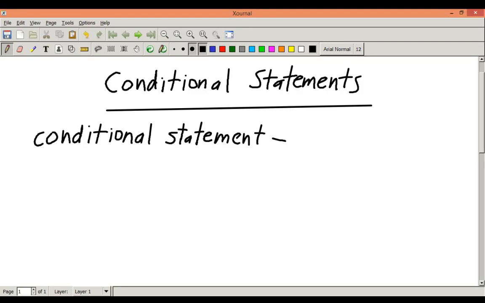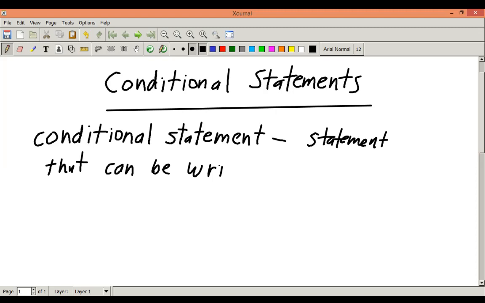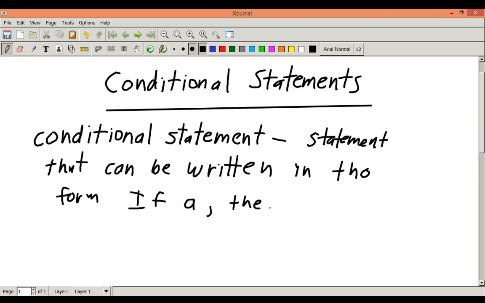A conditional statement is a statement that can be written in the form if A, then B. If A, then B. So whether or not B is true depends on whether or not A is true.